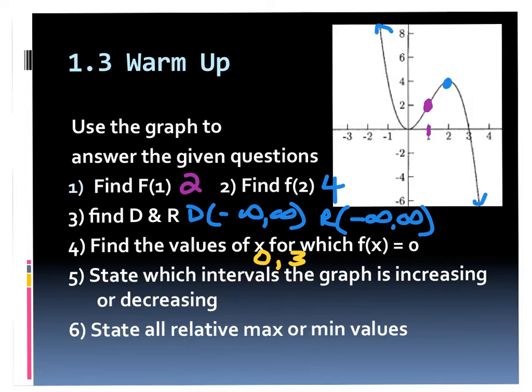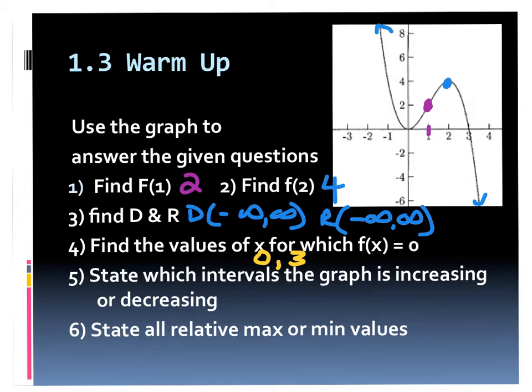All right, 5 says state which interval the graph is increasing or decreasing. And so remember that it says increasing, decreasing. Sometimes it'll say describe the increasing, decreasing behavior, but it means include constants too. So this graph doesn't have a constant part, but if it did, you would make sure that you would include that as part of the behavior. Most of the time, it won't say increasing, decreasing, and constant, but it's implied.